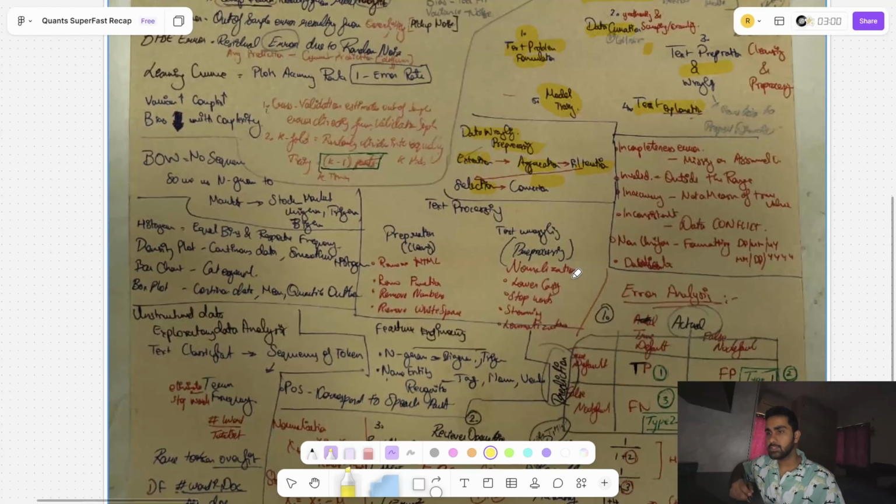Then another thing which you need to understand in text processing is the preparation stage, where the text is cleansed, which involves removing HTML tags. This is in unstructured data. So removing HTML tags, removing punctuation, removing numbers, removing white spaces. And in wrangling, basically normalizing, lower casing, stop words, and stemming and lemmatization. You have to keep this in mind.